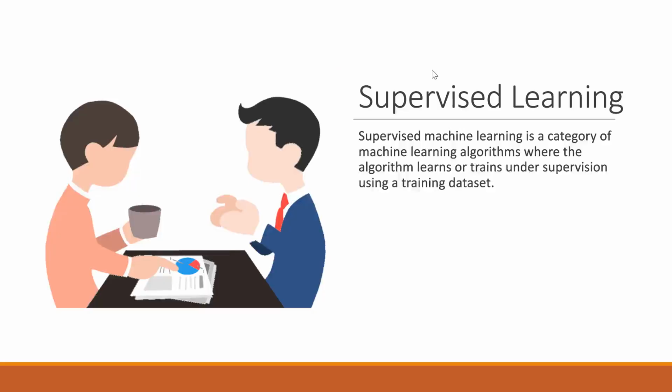So supervised machine learning is a category of machine learning where the algorithm learns or trains under supervision using some training dataset. In this machine learning method, we pass both input as well as their corresponding output, and the model tries to determine a function that can predict the outcome of new specified input.